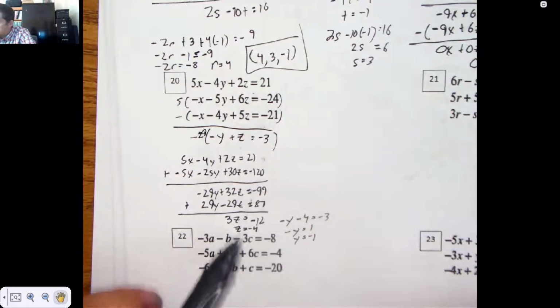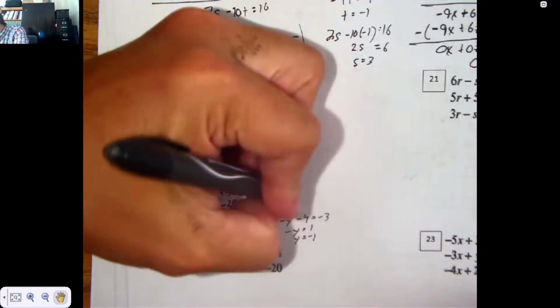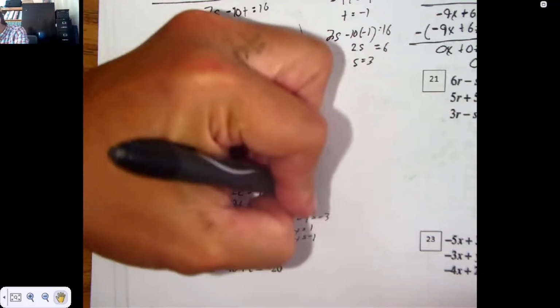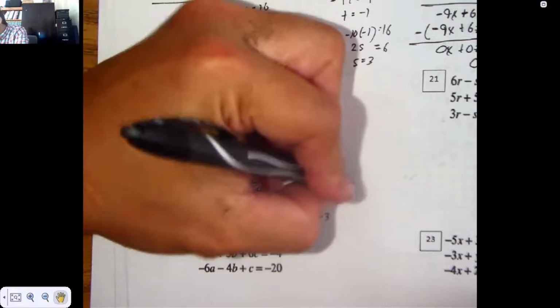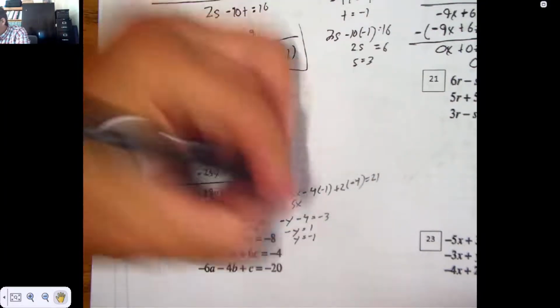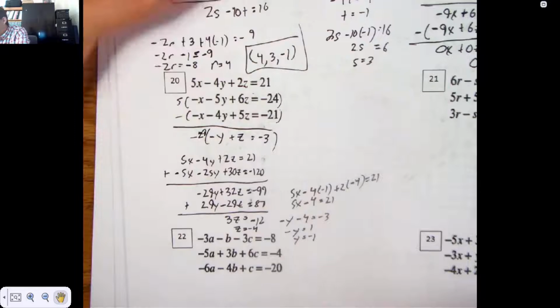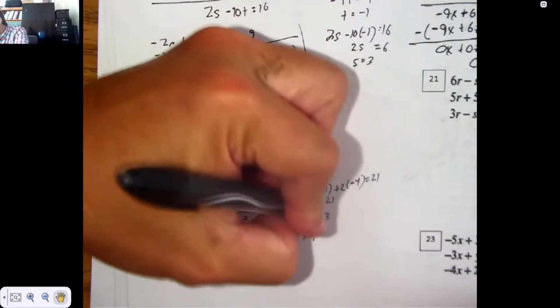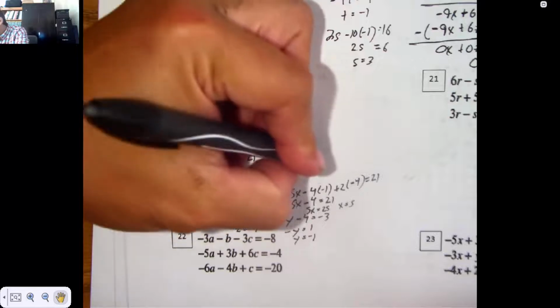So I have y, I have z. I got a perfectly good equation right there that I can plug into. 5x minus 4, y was negative 1, plus 2, z was negative 4, must equal 21. So 5x plus 4 minus 8 is 21. I'm going to add 4, 5x is 25, and my x value is 5. So I have my ordered triple 5, negative 1, negative 4. And she's done.